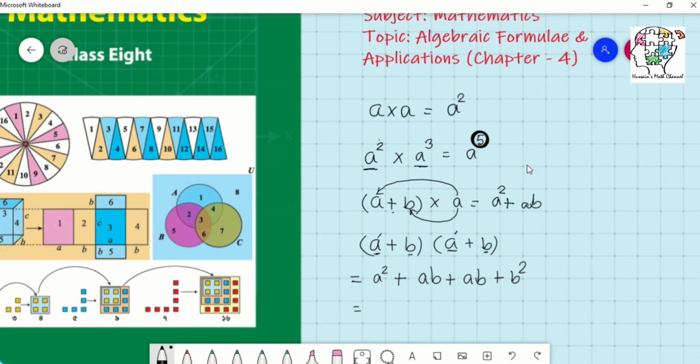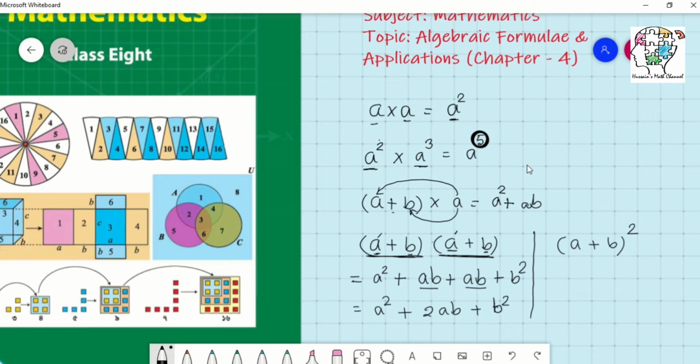So if we calculate here, we will get a square, and there is 2ab, ab plus ab, that means 2ab, and then b square. What we did here is, a plus b times a plus b, that is a plus b whole square. That means there will be a bracket and then a square. This formula you have learned in class 7 already.